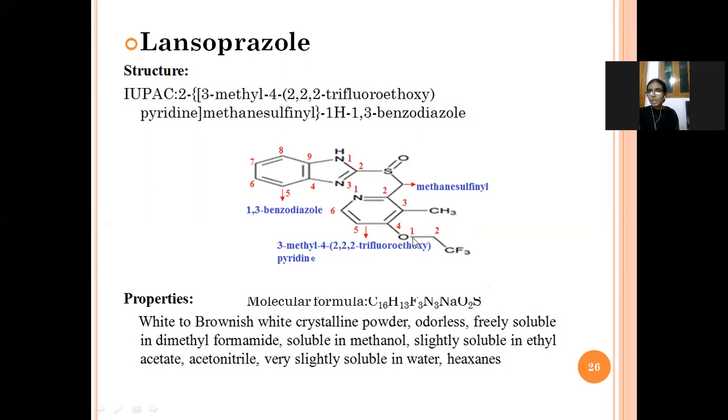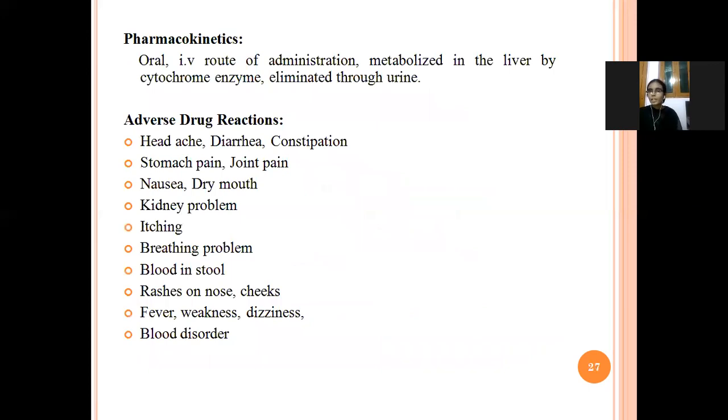So this is the IUPAC name and structure, and properties are, it is a white to brownish white crystalline powder, and it is odorless and freely soluble in ethyl formamide and soluble in methanol and slightly soluble in ethyl acetate, acetonitrile, and very slightly soluble in water and hexane. Pharmacokinetics are, it is given by oral and intravenous routes of administration, and it is metabolized in the liver by using the cytochrome enzyme, and it is eliminated through urine.